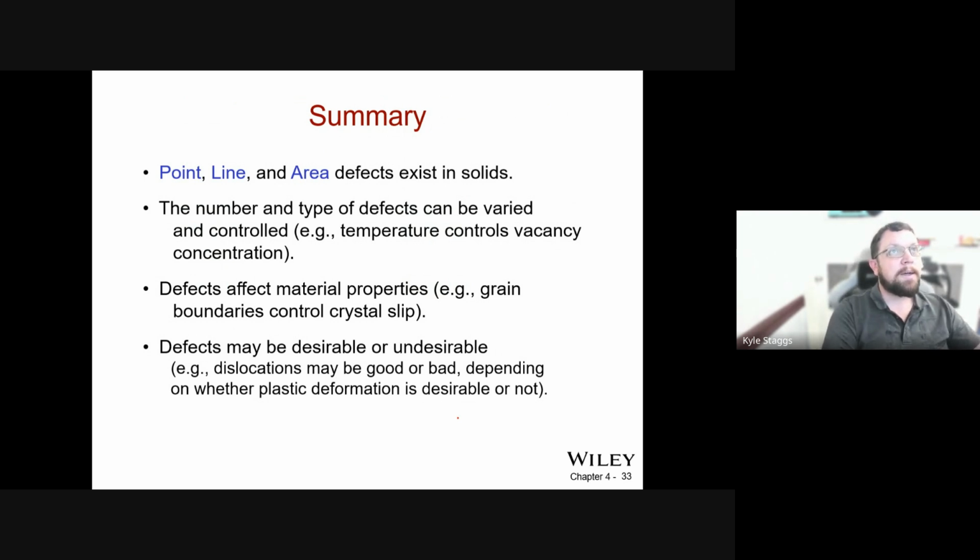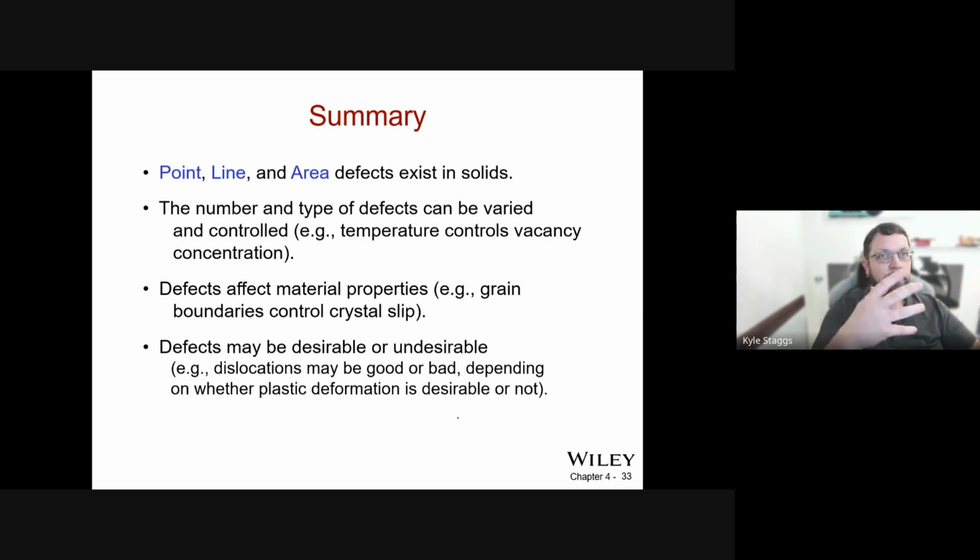So point, line, and area defects are things that exist in solids. They're fairly common. In fact, they're unavoidable entirely for a lot of reasons. The defects in the property boundaries and the grain boundaries are important for being able to control crystal slip, especially when you get a plane. It can only slip so far until it runs into a grain boundary, and then it can't continue to slip because that plane doesn't continue to exist. So that rug ripple running along the surface reaches the end of the rug, and there's no more rug, so there's no more ripple to go anywhere.